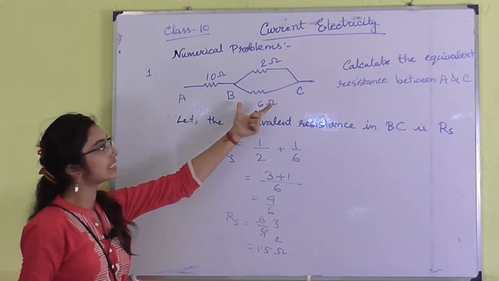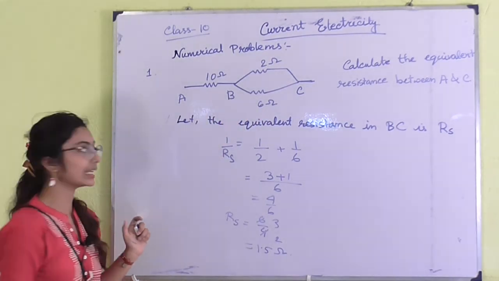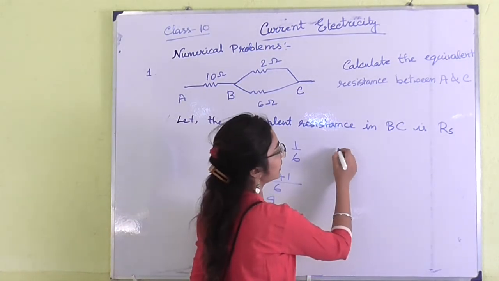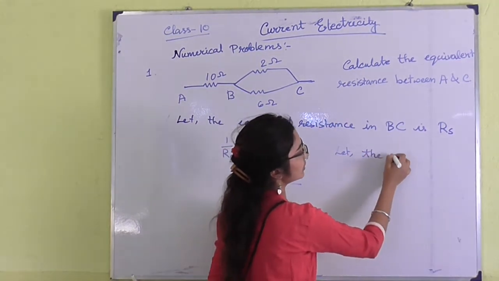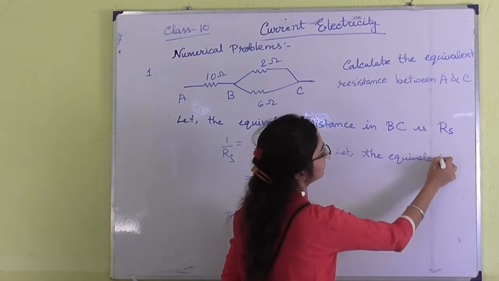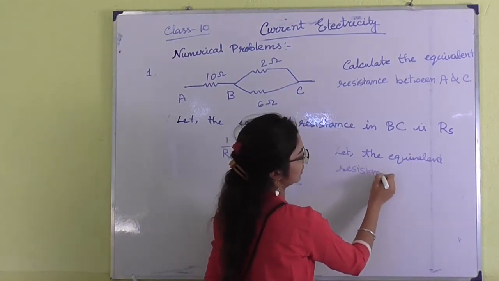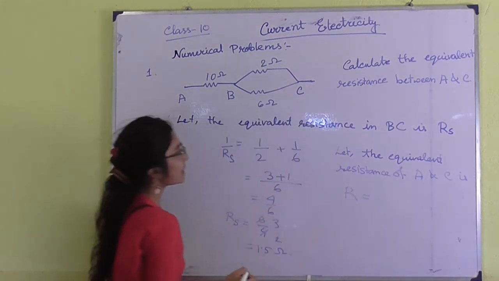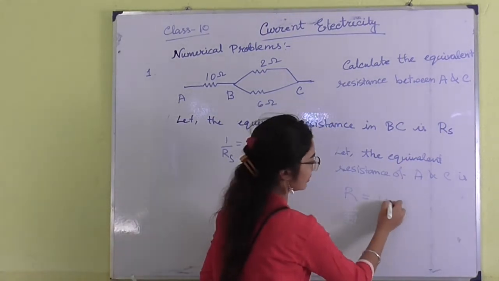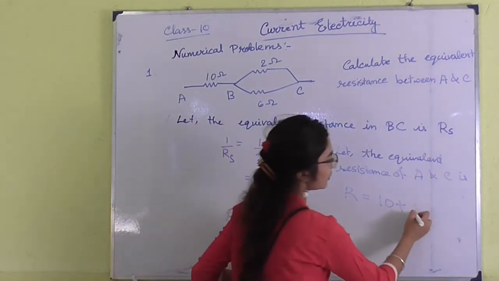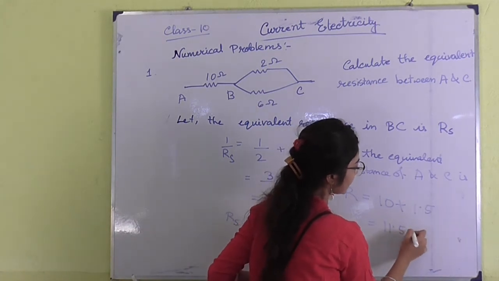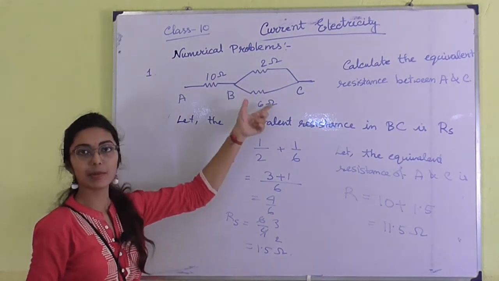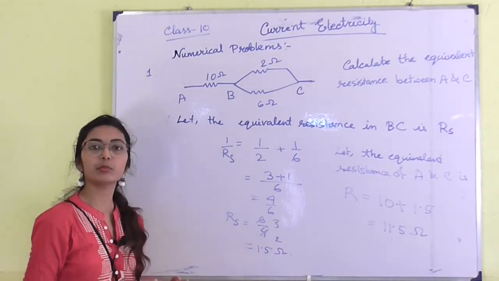And AB and BC, these two portions are connected in series connection. So let the equivalent resistance of A and C be R. So R is the sum of these two, 10 plus RS. RS is 1.5, so the equivalent resistance is 11.5 ohm. This is the series connection combined with the parallel connection, and the equivalent resistance is 11.5 ohm.